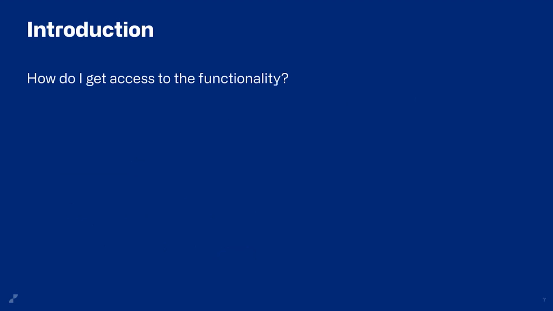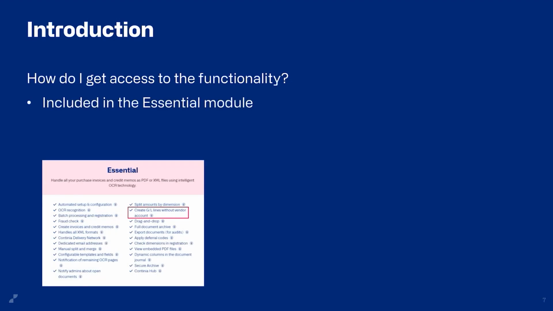How do you then get access to the functionality? It's actually quite simple. Install the app, the solution, and look into the Essentials area, the basic module of the solution. It is included. You can create GL lines without vendor accounts or with vendor accounts, depending on your setup, directly from the basic module, so to say.